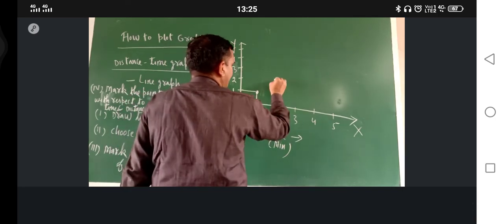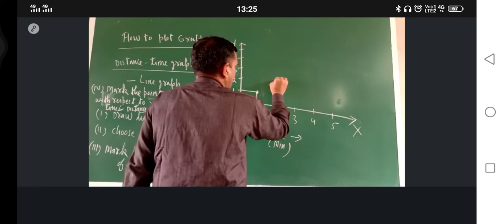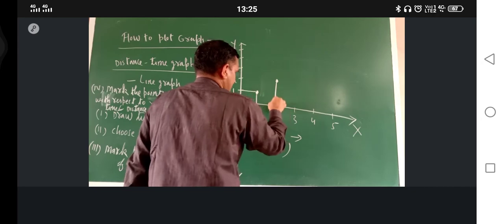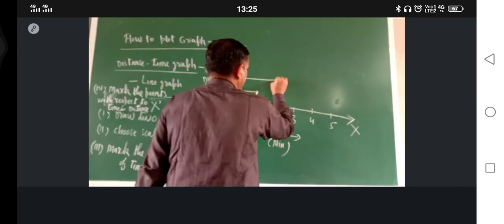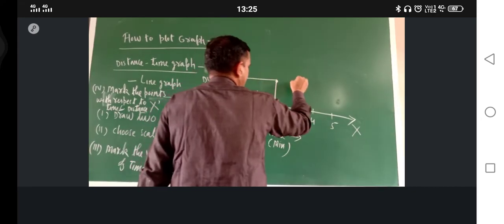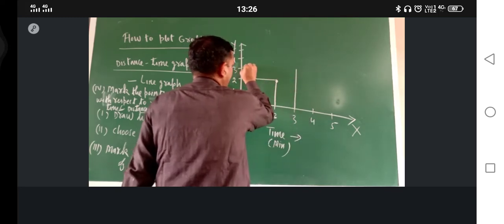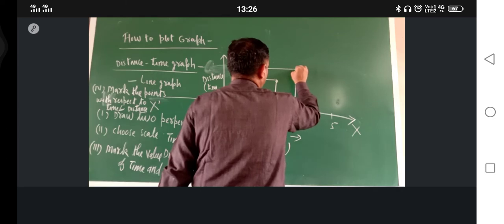Now 2 kilometer, where it will mark, where they will meet this one. So just draw like that. Okay, 3, just you draw this one and this one. Okay, this is the point.